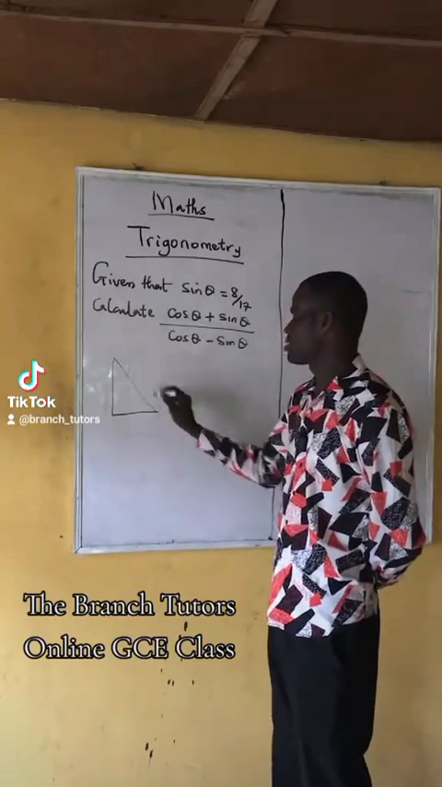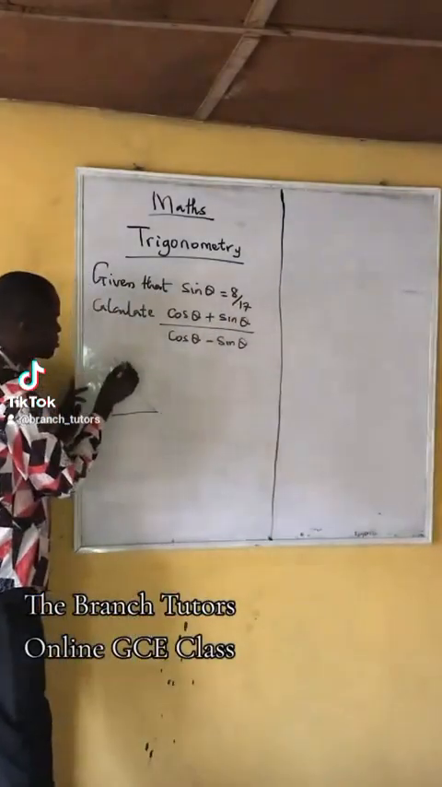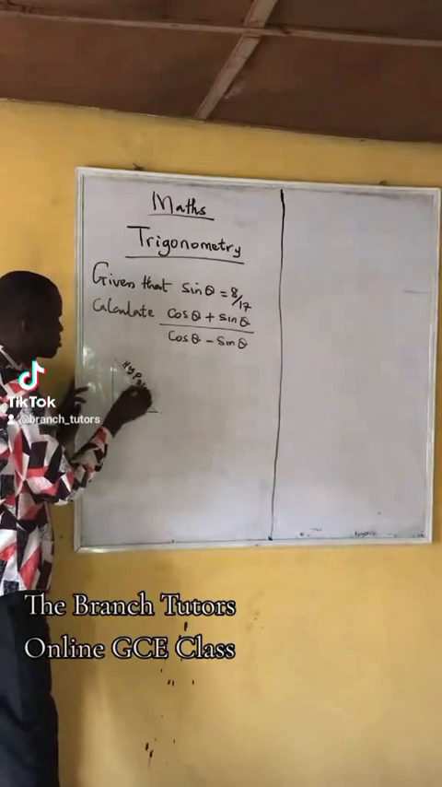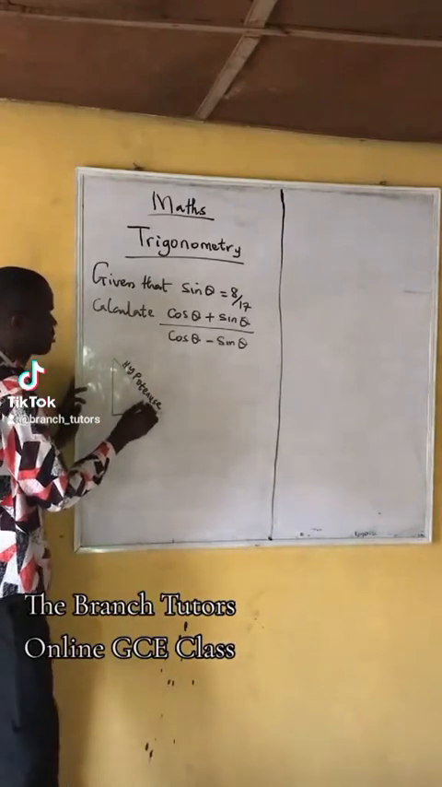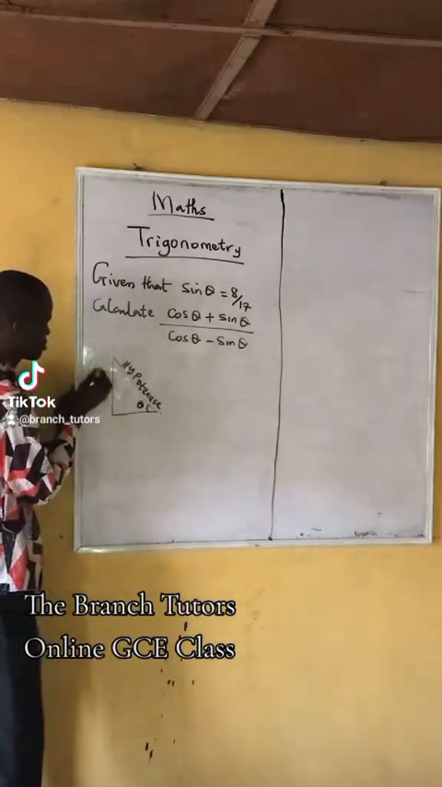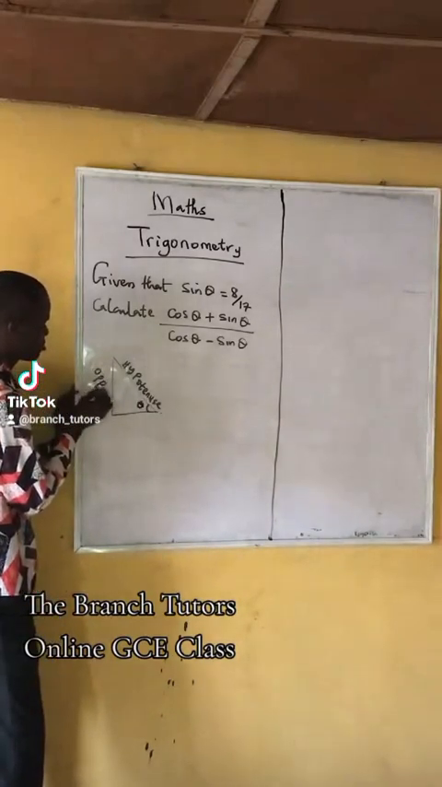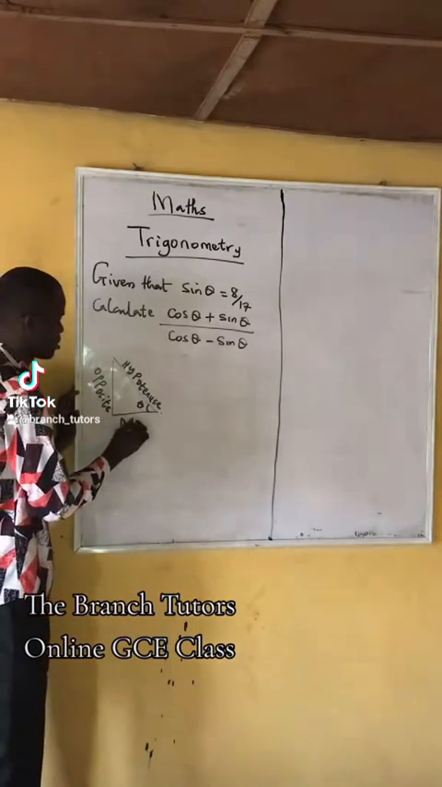This side here is called the hypotenuse. Assuming our theta is here, then this will be our opposite, and this is our adjacent.